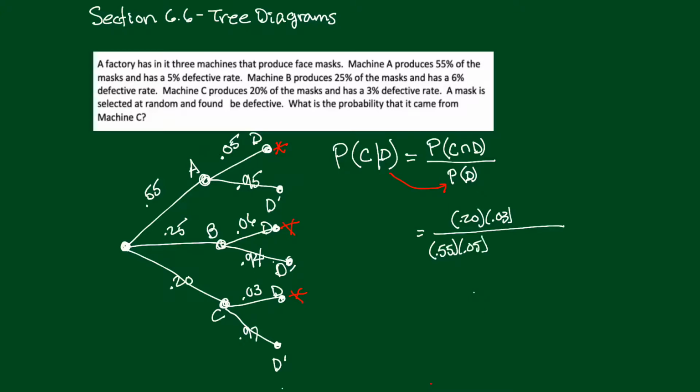times 0.05, or, now "or" is a plus, right? "And" is a times, "or" is a plus. I could get it from here, that's the first one, or I could get it down here. Now to get here, I have to go through these branches. 0.25 and 0.06, and is the times. So this is going to be 0.25 times 0.06, or plus, I could get that D right here. Now to get here, I have to come down to C, this branch, and D. So it's 0.20 times 0.03.